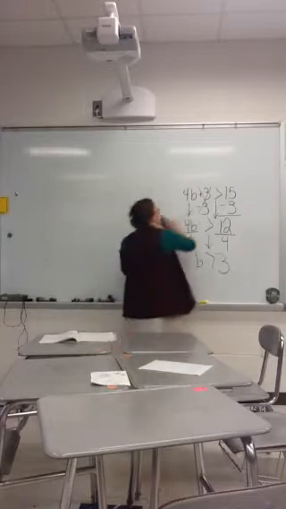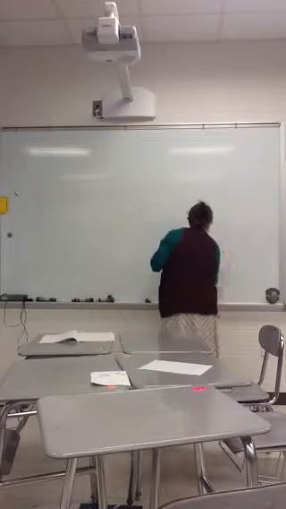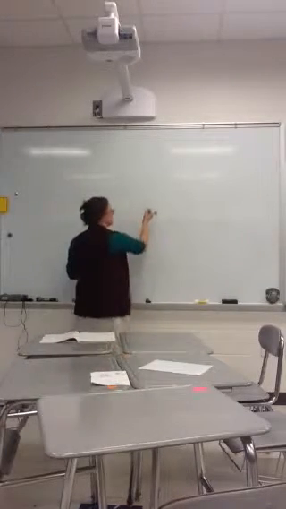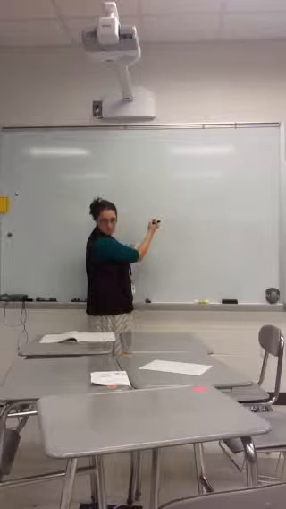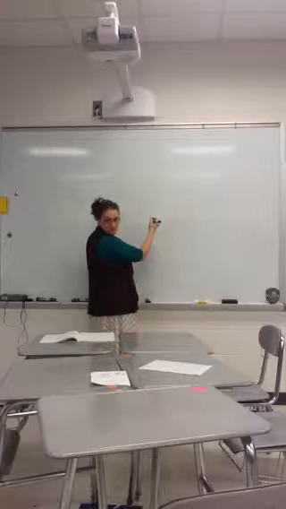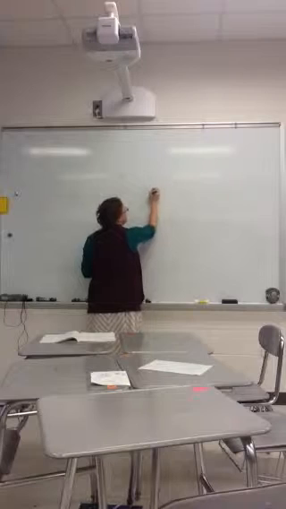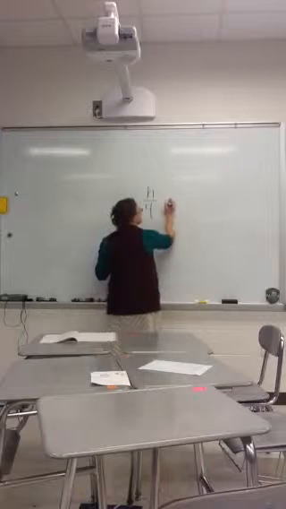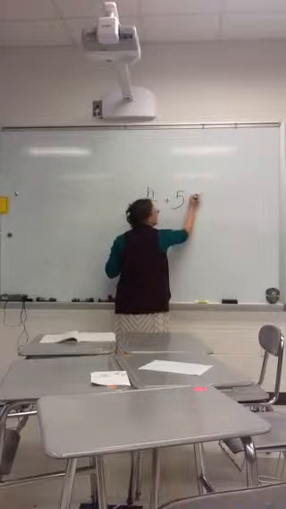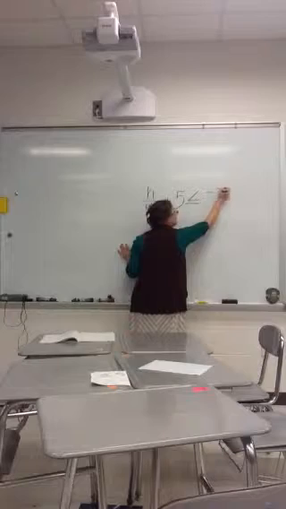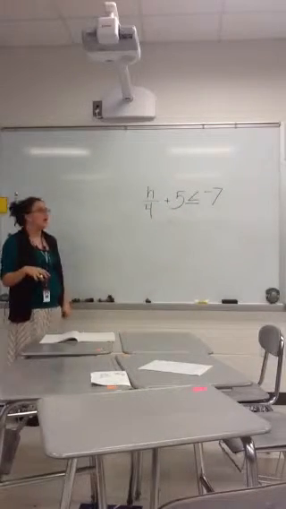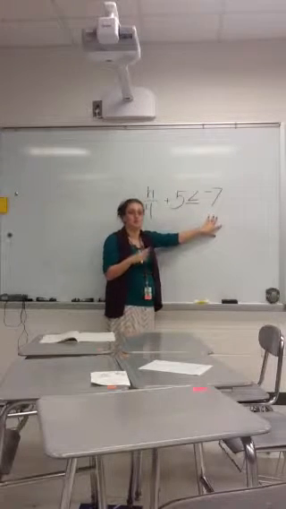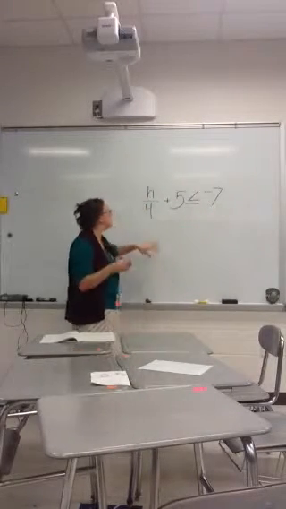Okay, here's another problem for us to do. Let's pick a good one. h divided by 4 plus 5 is less than or equal to negative 7. Now, a lot of you have issues when we have a negative over here. So I'm going to write it a little differently than what I normally do, so pay very close attention.